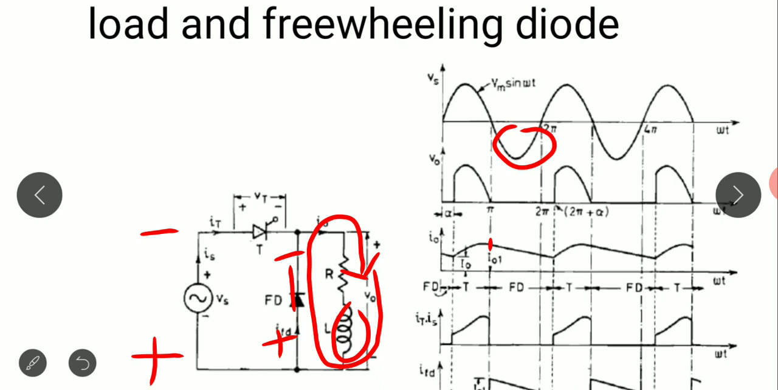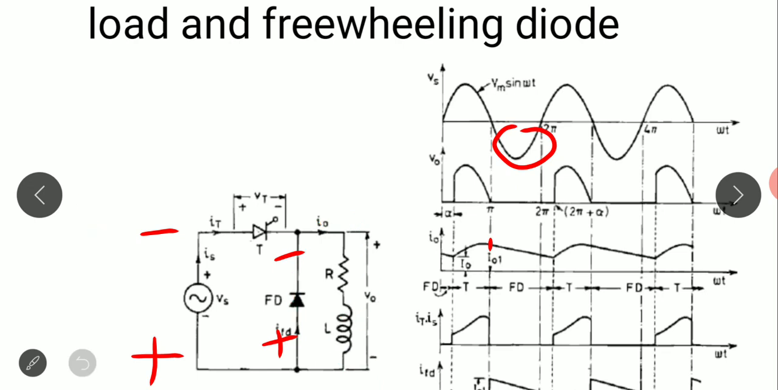Before pi, the thyristor was conducting, it was called as conduction mode, and after pi, the freewheeling diode is conducting, hence it is called as freewheeling mode. And let us analyze about thyristor. What will happen to thyristor? Will the thyristor conduct or will it not conduct?